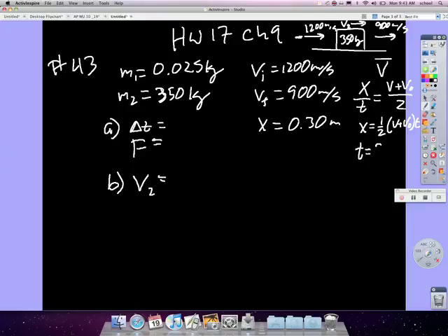So it's 0.6 divided by 2100. What do you get when you do that? Anyone? 2.86 times 10 to the minus 4 seconds. Does that seem reasonable? Yeah, it's a bullet going through a piece of wood, or whatever it is, a block of something.